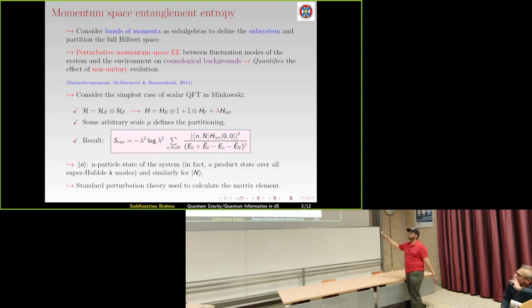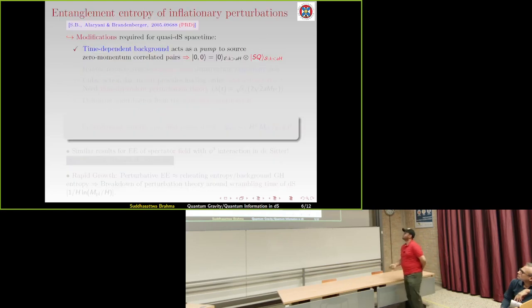If you just have quadratic Hamiltonians in momentum space, the entanglement entropy is 0. And this is the leading order term. And this is easily calculable because this is written in terms of matrix elements, which you can calculate in perturbation theory. Good. So what about if I want to try and do this calculation for quasi-de Sitter?